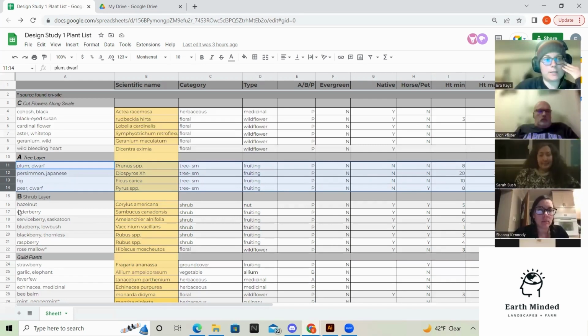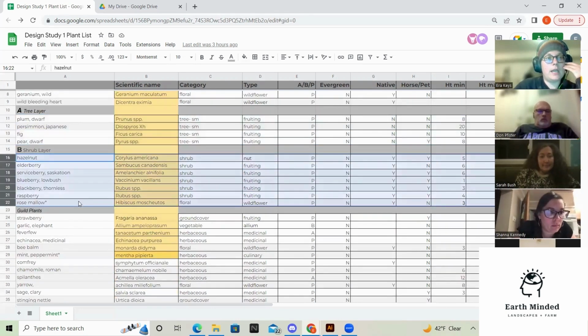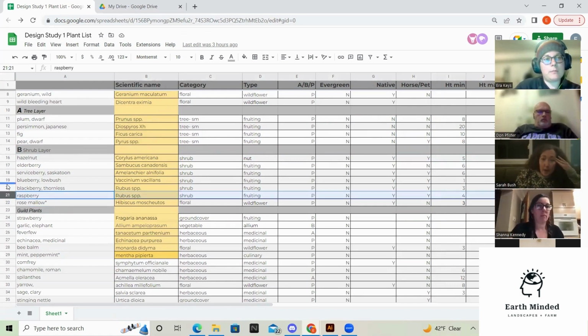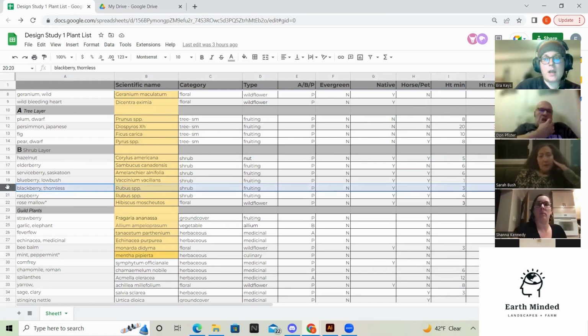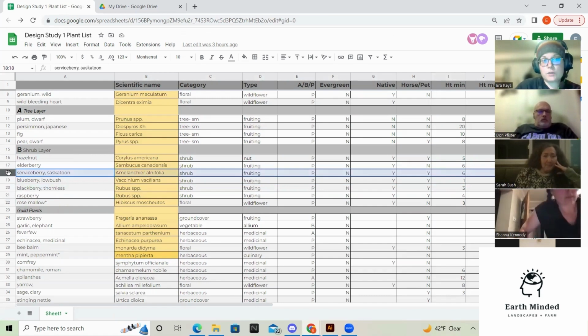Okay, awesome. So let's go down to rows 16 through 21. These are all the shrub layers placed throughout the design. This rose mallow, also known as Rose of Sharon, was on site, so we just went ahead and incorporated that into the design. For the shrubs, we also have canes, raspberry and blackberry. They're both thornless. We have low bush blueberry, serviceberry, a Saskatoon serviceberry, an elderberry, and a hazelnut.